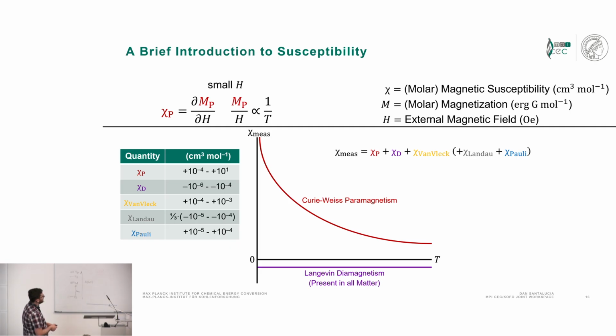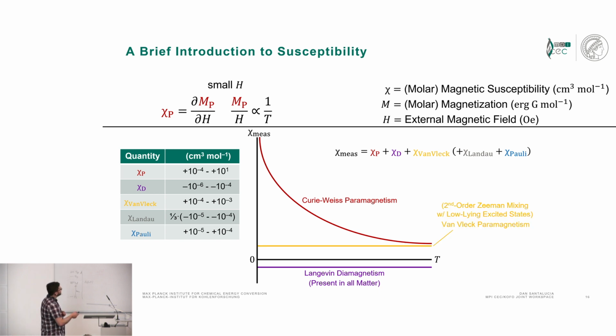And so what we measure in the lab is always a function of paramagnetism, diamagnetism, and some other contributions, which I'll talk about in just a moment. But you always have to correct for all these other contributions if you want to think about the paramagnetic susceptibility, specifically the Curie-Weiss paramagnetic susceptibility. That's what we're fundamentally interested in from a chemistry perspective.